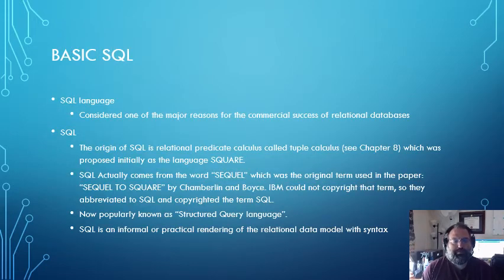Basic SQL is considered one of the major reasons for the commercial success of relational databases. It's a pretty simple to understand language, which is part of the reason. SQL has an origin in relational predicate calculus called tuples, which we'll talk about in Chapter 8, which was proposed initially as a language called Square.